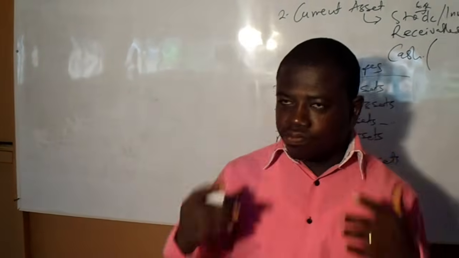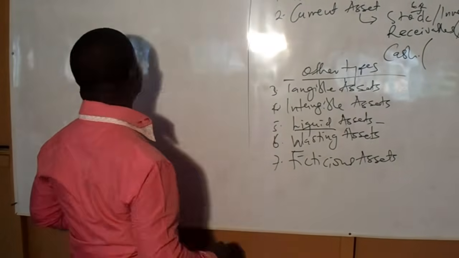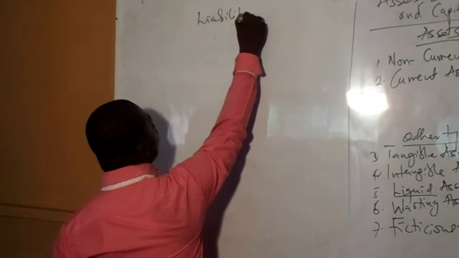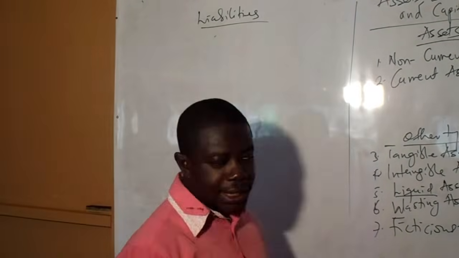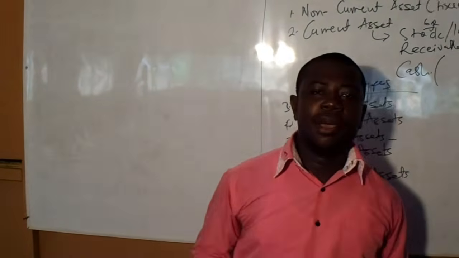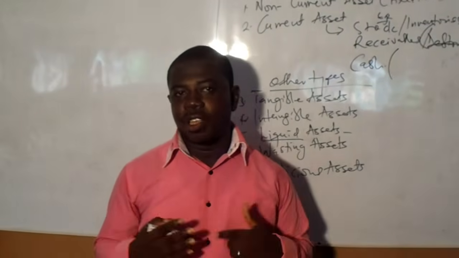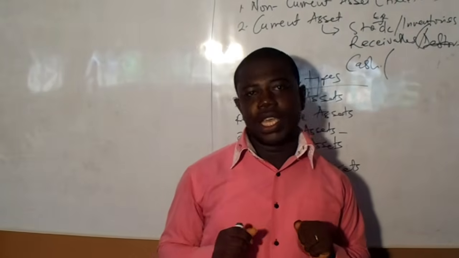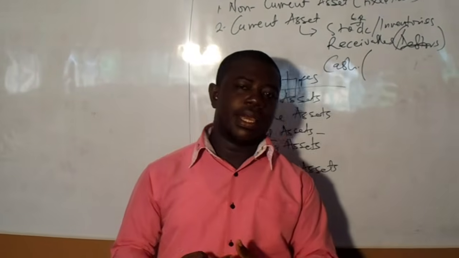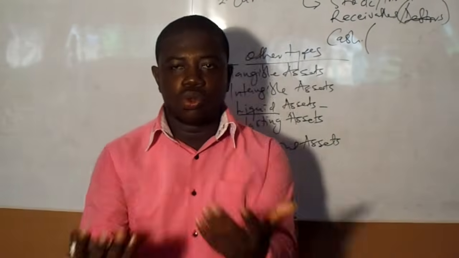Alright, so then we take the other one. The next on our list is liabilities, and so let us look at liabilities as well. What is a liability? Now, I define a liability as a financial obligation of the business to outsiders. Literally, we mean the debt that you owe as a business to outsiders.